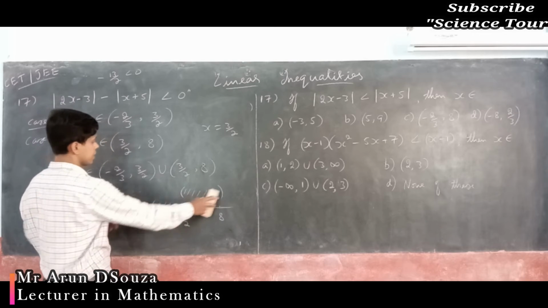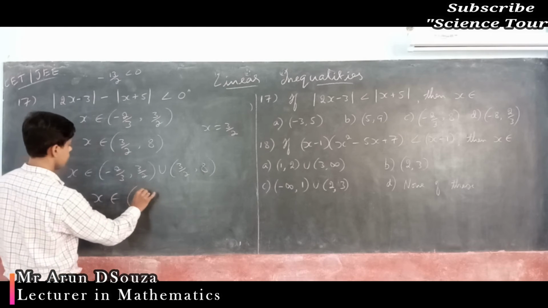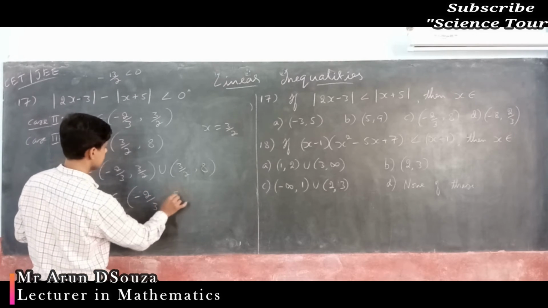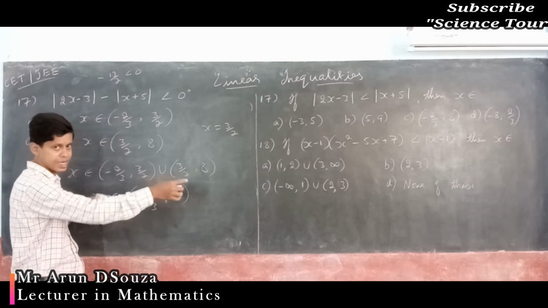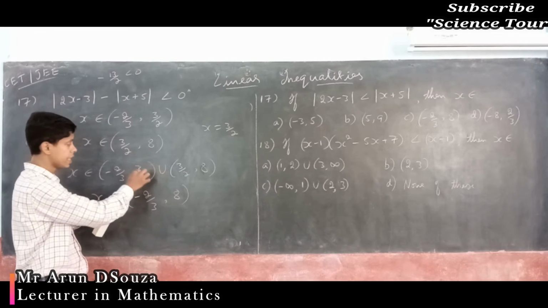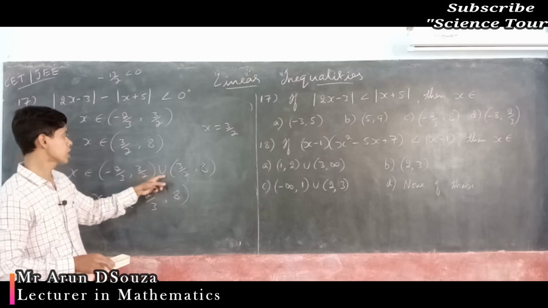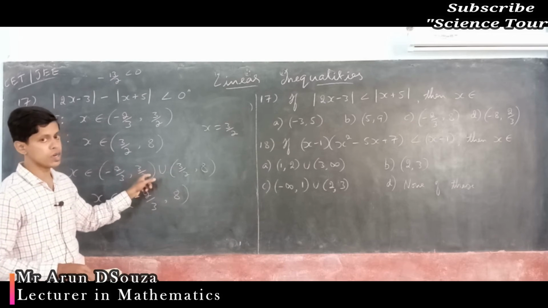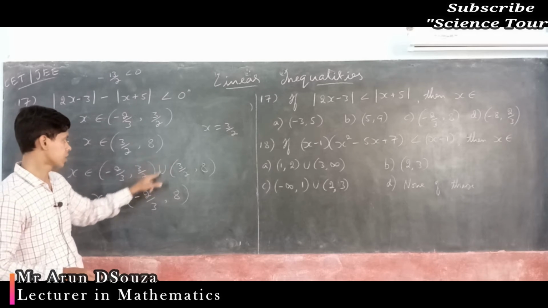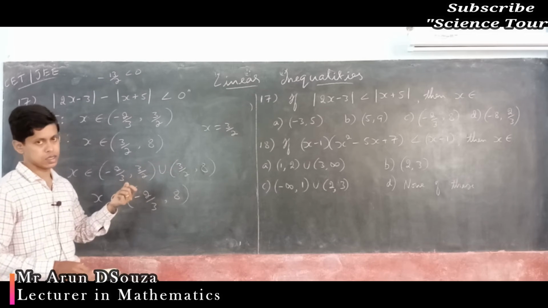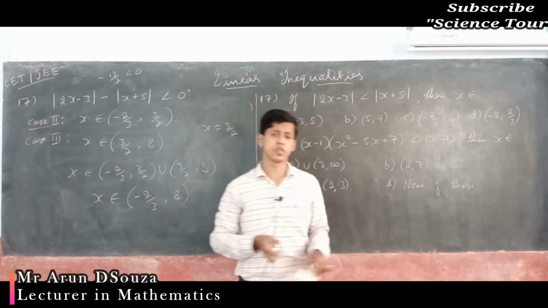So even 3 by 2 is included. Therefore, we can write it as interval from minus 2 by 3 till 8. Correct? So this region and that region combined together with union we are writing, and even 3 by 2 is included. Therefore, we can write it continuously. If 3 by 2 is not included, then this is the way to write. It's not included here, neither it is included here. Therefore, it is written with open brackets. Now we can close it and write it together. Well, therefore, minus 2 by 3 to 8 is the right choice, option C.